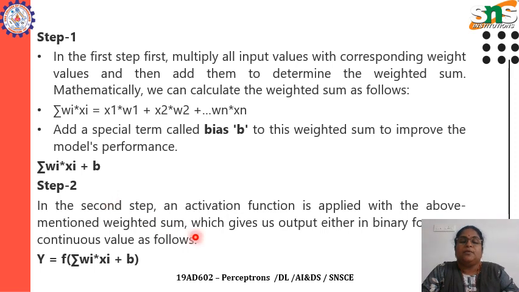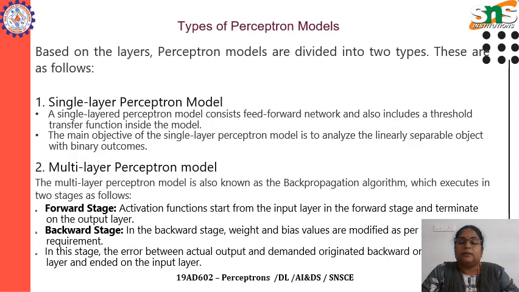In step 2, we are going to perform the activation function, which is applied to the above mentioned weighted sum, which gives the output in the form of binary values, or continuous values. y is represented as the activation function, which is equal to f of summation wi into xi plus b. So this is the output value after step 2. After step 2, it directly goes to the output layer.